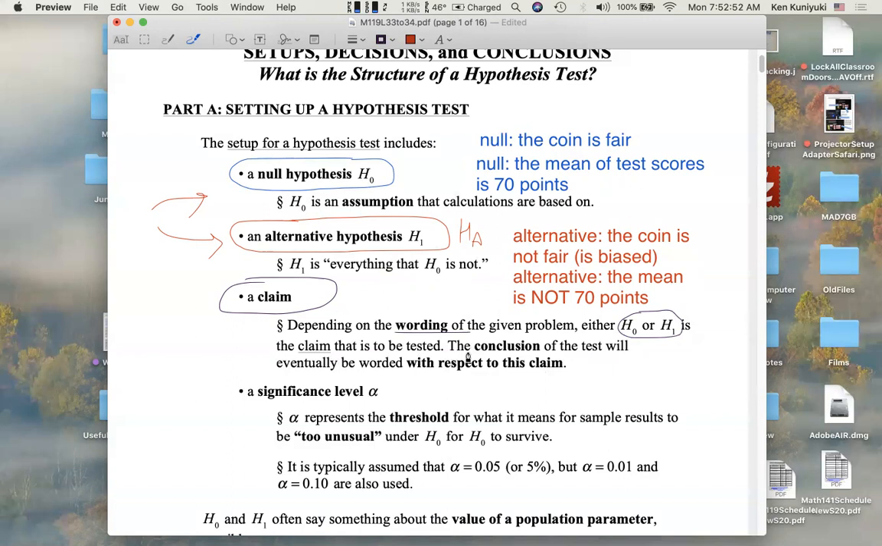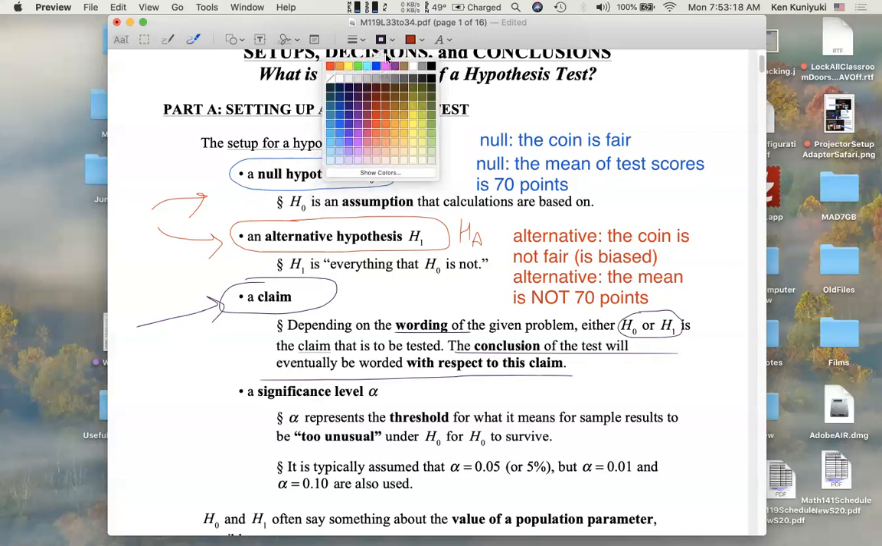So we're going to make a decision on what to do with the null, and we're going to make a conclusion. The conclusion of the test will eventually be worded with respect to this claim. So our decision is going to be that we reject or do not reject the null, and then the conclusion will be worded with respect to the claim, that David's coin is fair or not fair.